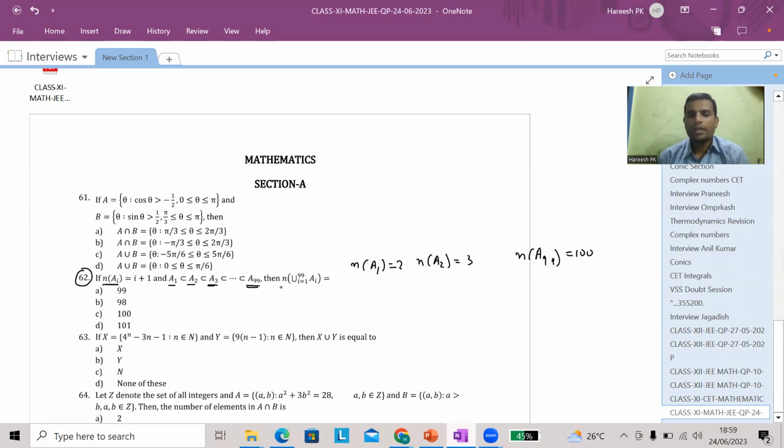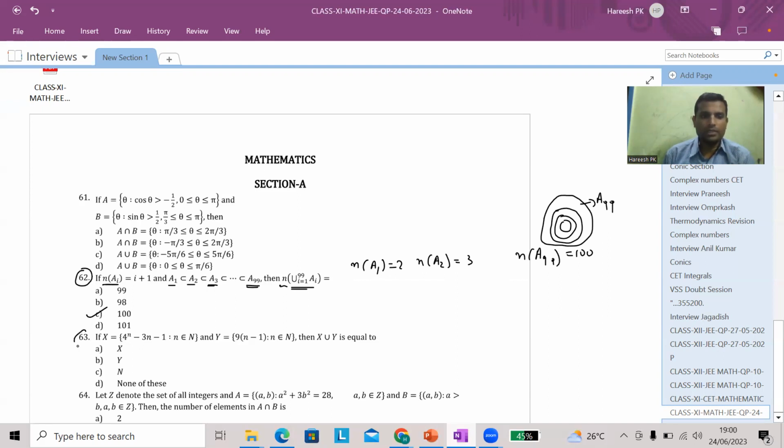Now they are asking us to find how many elements are in the union. When this symbol is written, it means the union of all the sets, so A1 union A2 union A3 and so on. Because A1 is a subset of A2, which is a subset of A3, like that, when you take the union, the final answer will be the biggest set, which is A99. So the union of all these sets is A99, and how many elements are present in A99? It is 100. So this is the answer, 100.